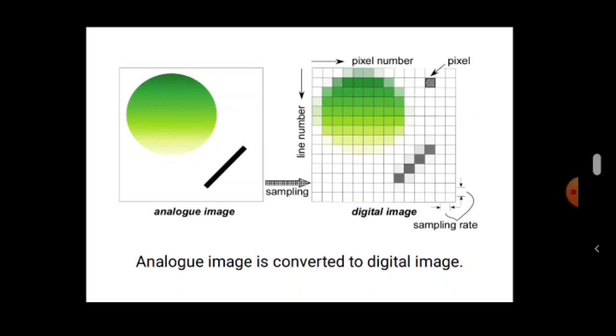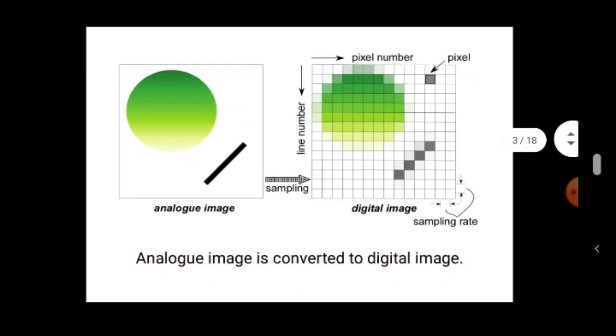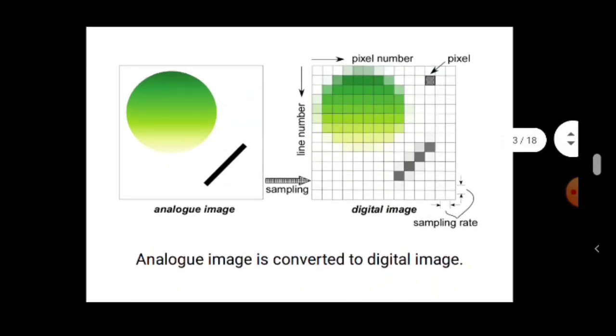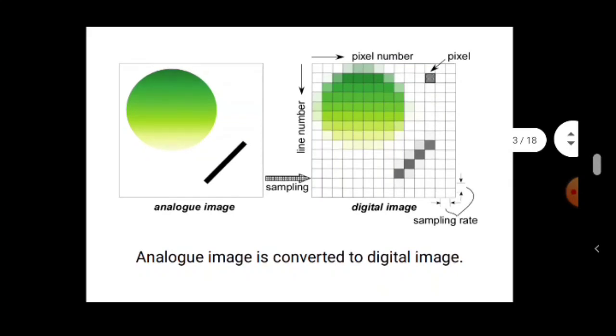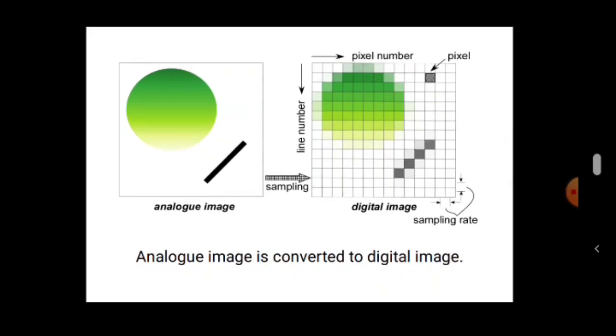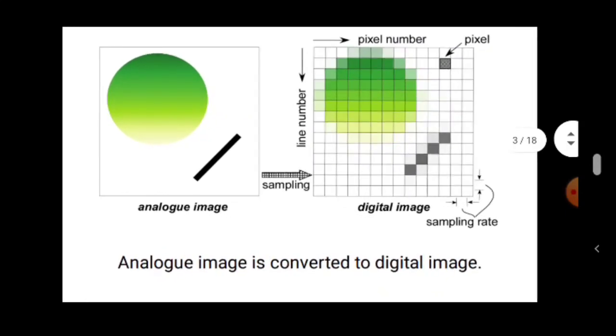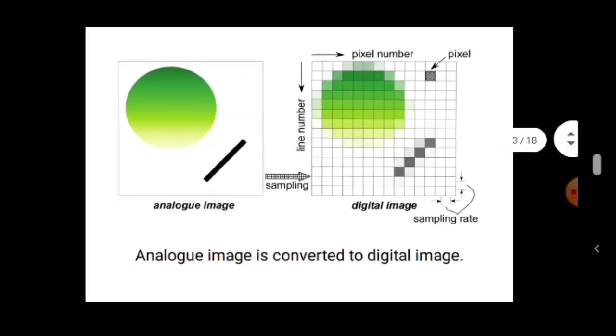This variation of brightness is called a gray shade scale. When objects reflect more energy, the gray shade is bright. It will be dark if objects reflect less energy. So you can see how analog images work.